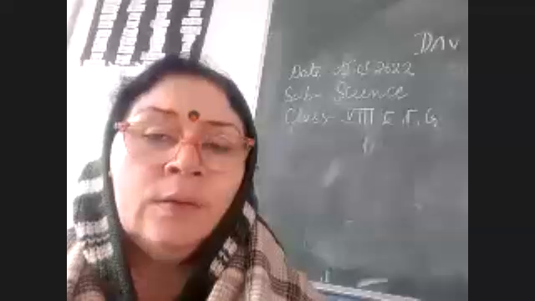The animals which produce both male and female gametes. Don't say gamete, it is gametes. The animals which produce both gametes are called hermaphrodite. Both the gametes in the same individual. Okay. Yes. When the same individual produces both the gametes, that is known as hermaphrodite. Next.